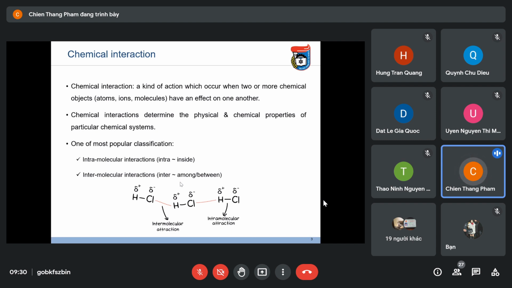For example, with the picture here, you can see that. Can you see the laser pointer? Hello? Can you see the red laser pointer?